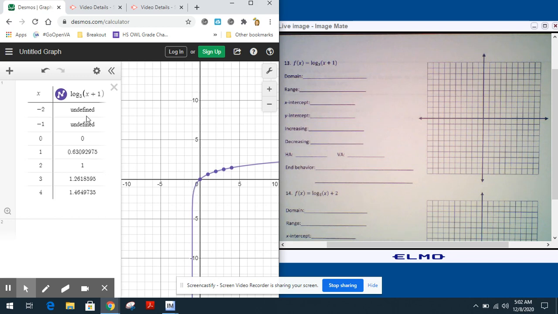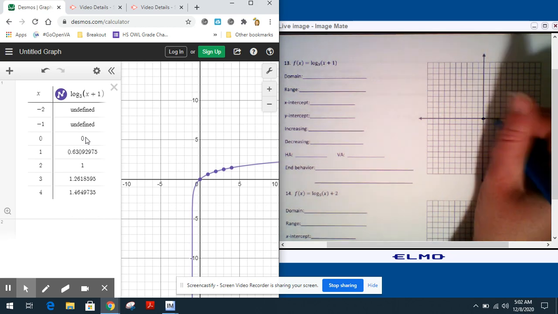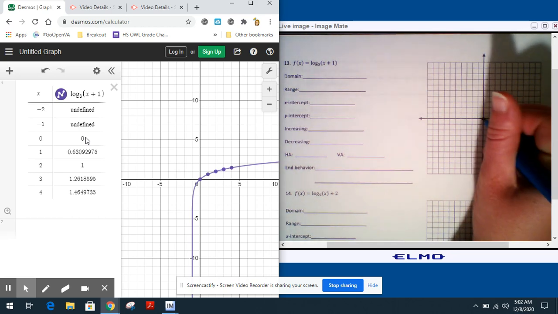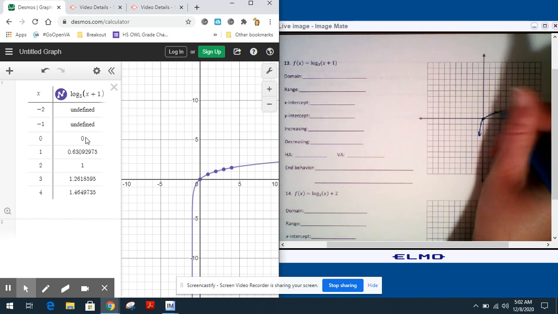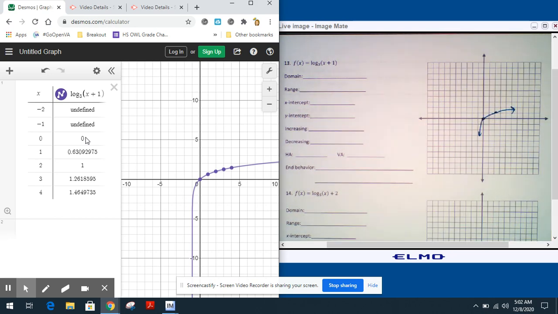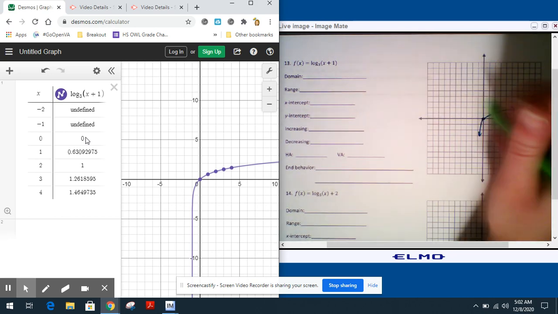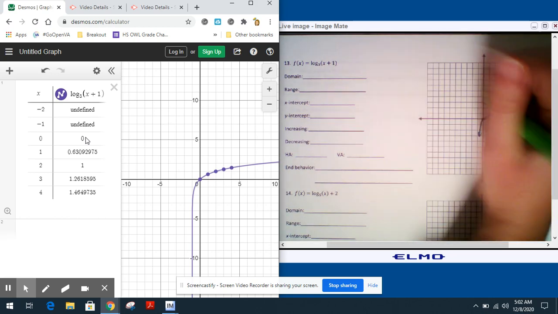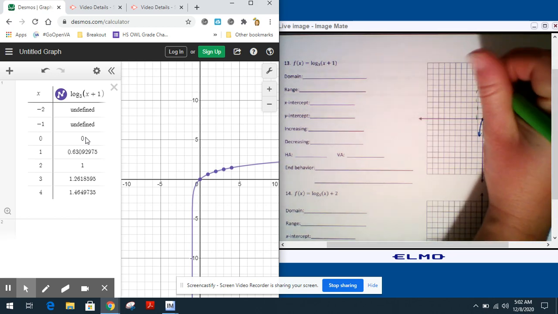So I can see that negative 1 is where it starts being undefined. So I have a point at (0, 0) this time. And then (2, 1) is another point. And I have that vertical asymptote at negative 1 because I moved the whole graph left 1. So my vertical asymptote also moved, just like in rationals.